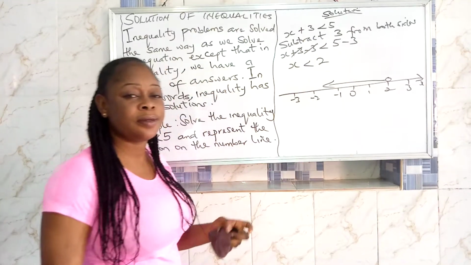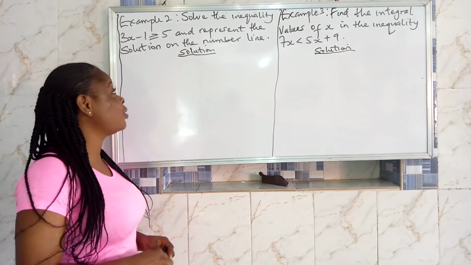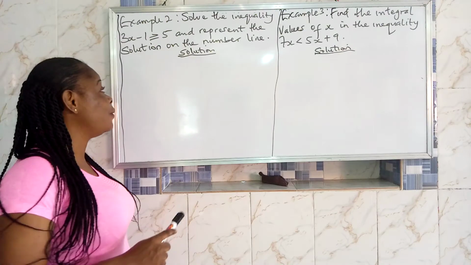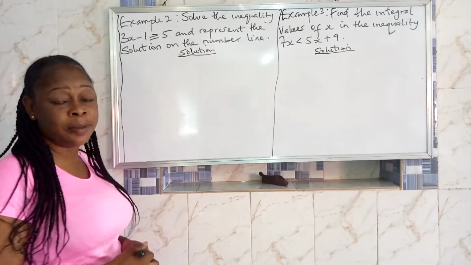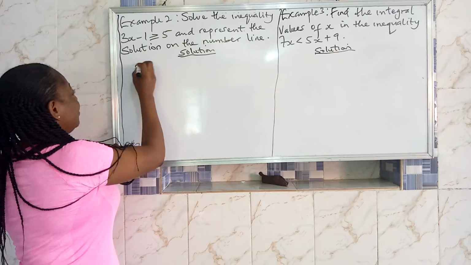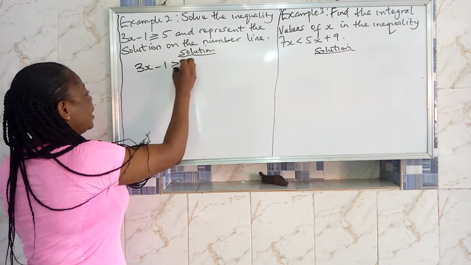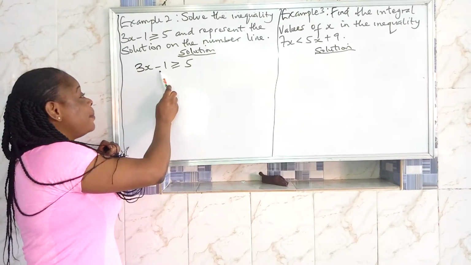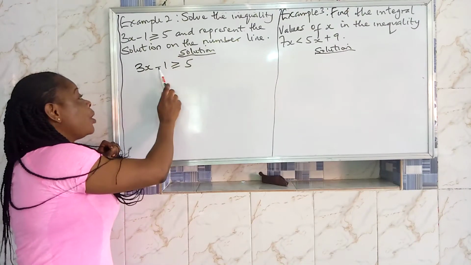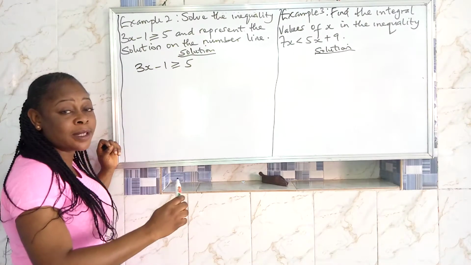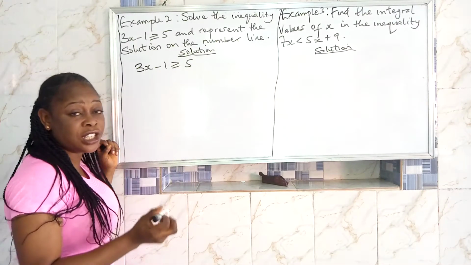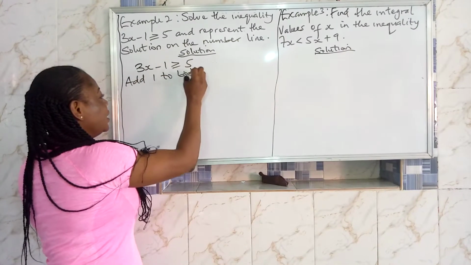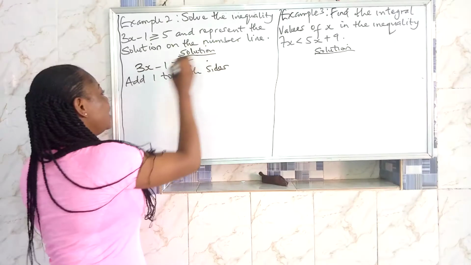The next question. This is the second question. The question says solve the inequality 3x minus 1 is greater than or equal to 5 and represent the solution on the number line. So we have 3x minus 1 is greater than or equal to 5. If I want to collect like terms, I'm going to carry this minus 1 from here to this side. If I want to use the balance method, I'm going to find the opposite of minus 1, which is plus 1. So easily I'll just say add 1 to both sides, to the right hand side and to the left hand side.